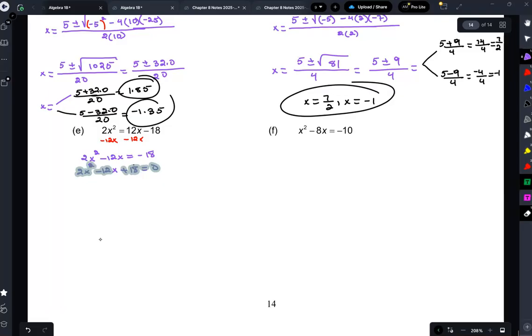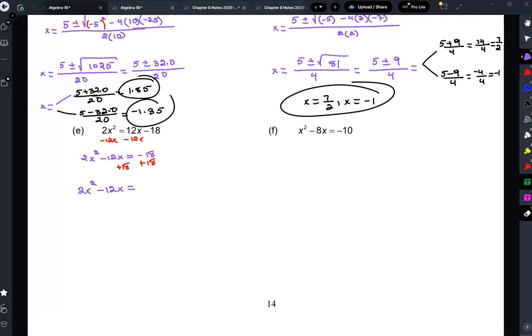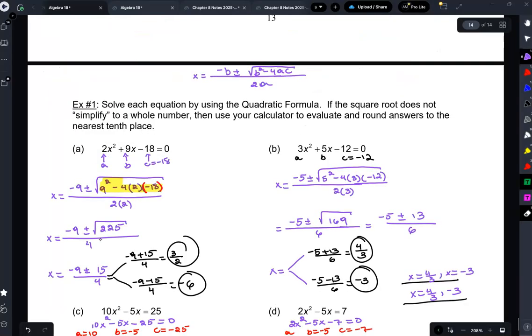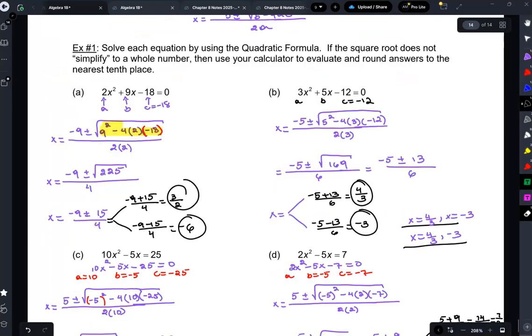No. So if I have this, right? Now to move the negative 18 to this side, I have to do plus 18 plus 18. Yes. But then everything else would be different as well. All right, I'll show you guys. If you did it the other way, okay?